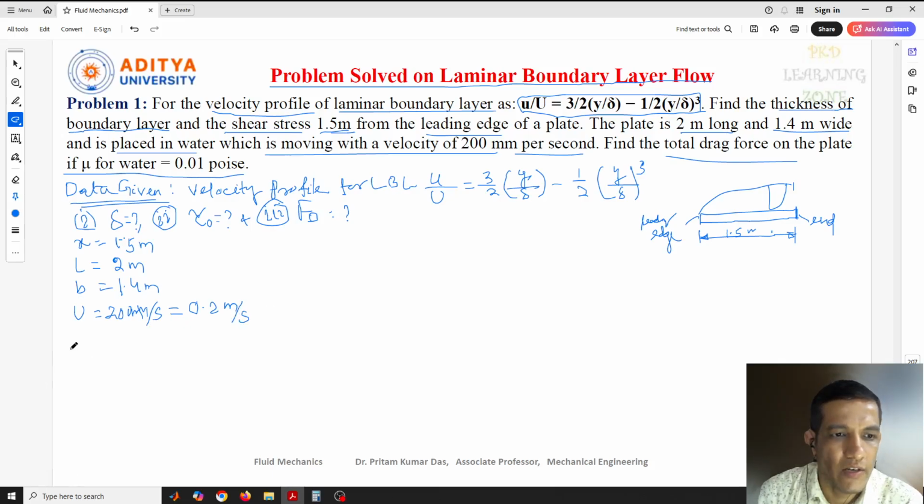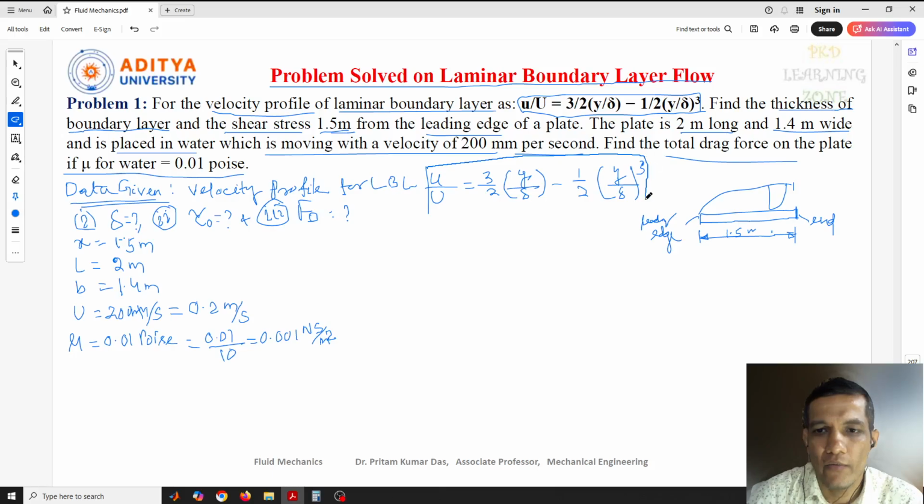The viscosity of water is given as 0.01 poise, and we need to convert this into SI units. Dividing 0.01 by 10, we get 0.001 Newton second per meter square. Now, for this velocity profile we need to see the formulas for delta, tau naught and FD. First, the delta.